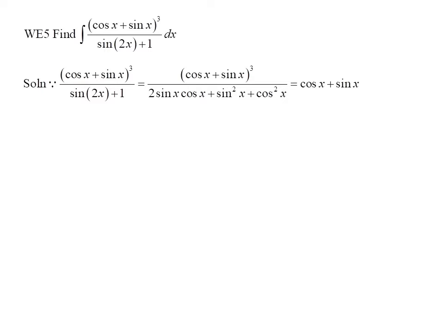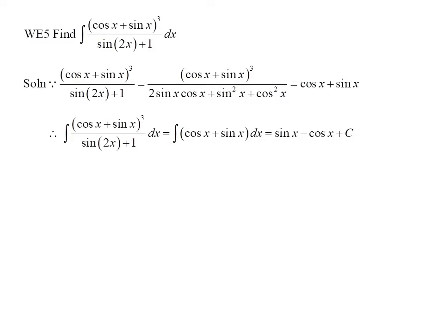Example 5 is to find an antiderivative with trigonometric functions as its integrand. Since the integrand can be transformed and simplified to (cos x plus sine x) cubed over the result of 2 sine x cos x plus sine squared x plus cos squared x, which is cos x plus sine x, the antiderivative is written as the integral of (cos x plus sine x) dx, which equals sine x minus cos x plus C.